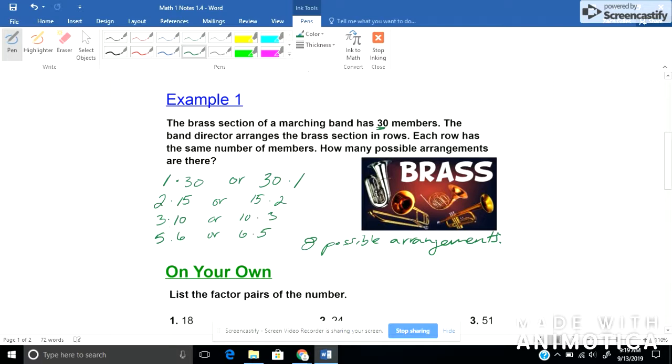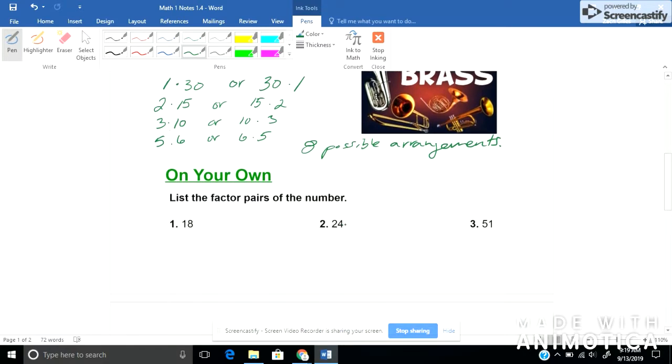Okay, and what we actually just did here is we found the factor pairs of 30, the numbers that multiply to get to 30. 1 times 30 or 30 times 1 is one of the examples. Okay, so 8 possible arrangements there. You'll be doing problems like this for the rest of the section as well too. So let's go on your own. I'll do the first one, see how I do it, then pause the video and try out number 2 and number 3.